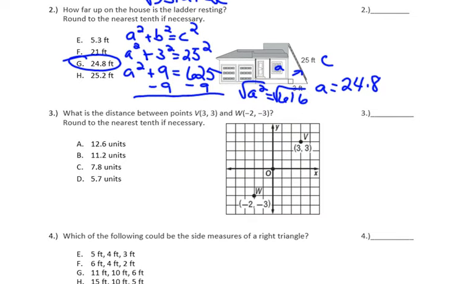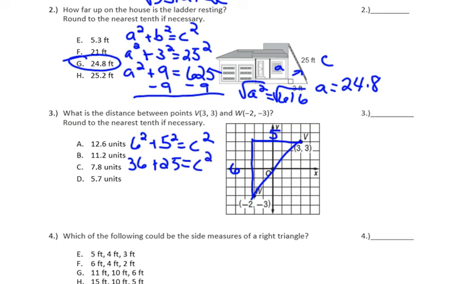In number 13, if I want to know how far it is from W to V, this is where we create a right triangle, because then we're looking for the hypotenuse, and you're going to count. So this is 1, 2, 3, 4, 5, 6, and this is 5. I'm not going to write out the Pythagorean theorem every time just to save some time here, but we have 6 squared plus 5 squared equals c squared. 36 plus 25 is 61. And now again, I have to get rid of that square by square rooting, and this turns out to be 7.8, which is choice C.